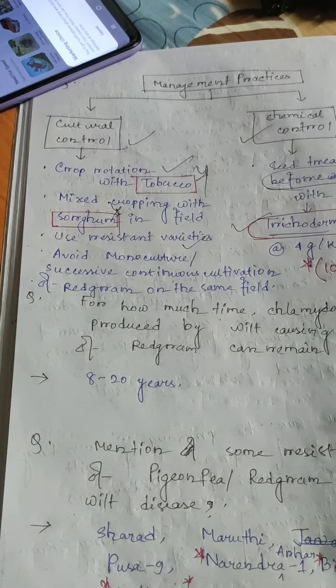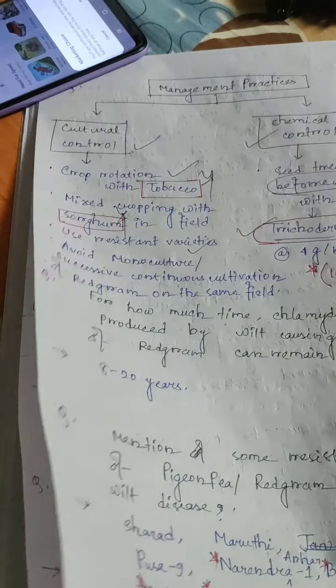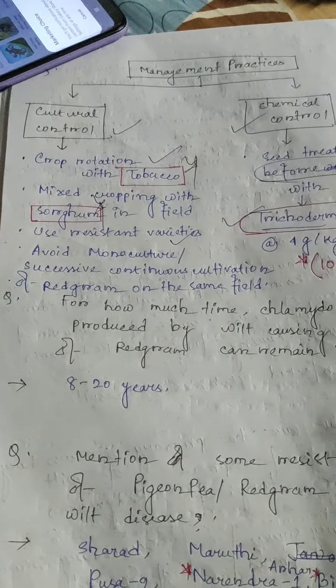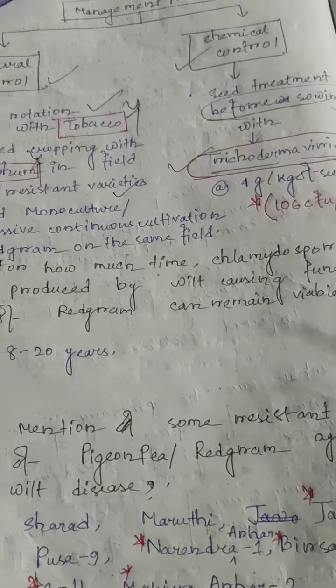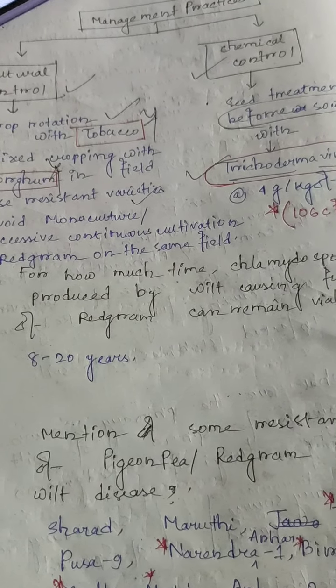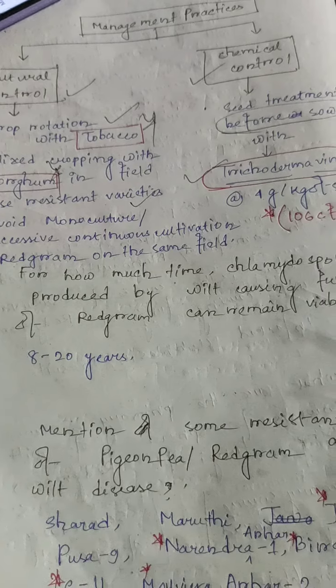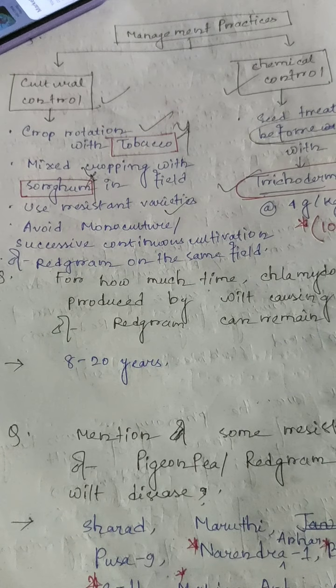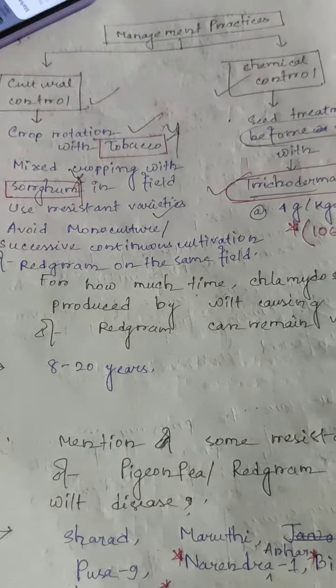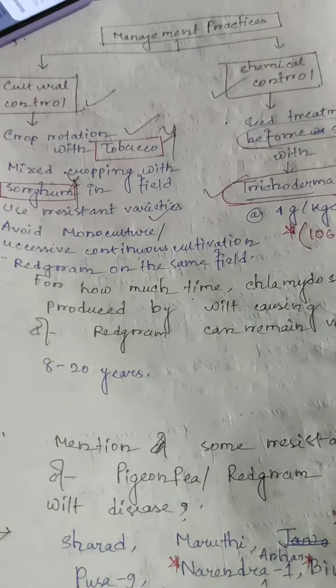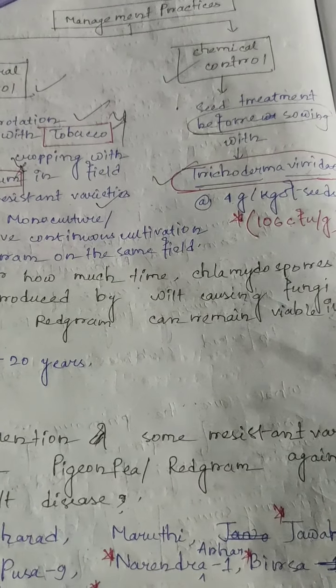Crop rotation of red gram or PGNP with tobacco will reduce the incidence of wilt disease, and also mixed cropping of PGNP or red gram with sorghum will also reduce it. And seed treatment with Trichoderma viride at the rate of 4 gram per kg of seeds.